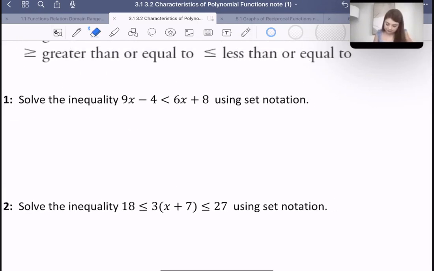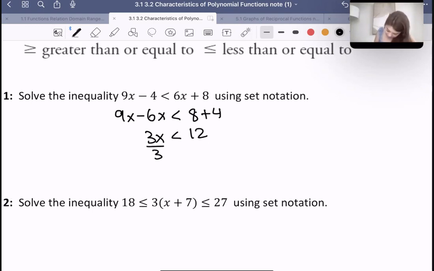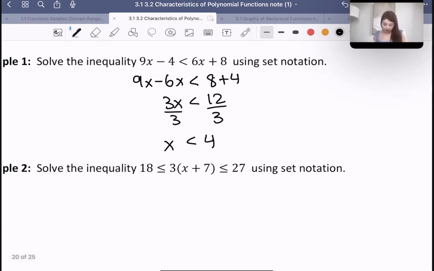So, example one, the first thing I'm going to do is get all of our terms with x on the left and all of my constant terms on my right. So I'm going to end up with 9x minus 6x on my left and 8 plus 4 on my right, which is going to be 3x is less than 12. Then we're going to divide both sides by 3, and we're going to get x is less than 4. And there we go, there's our answer.